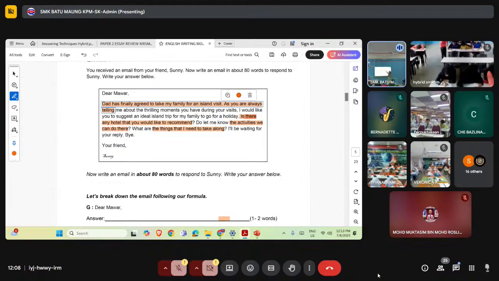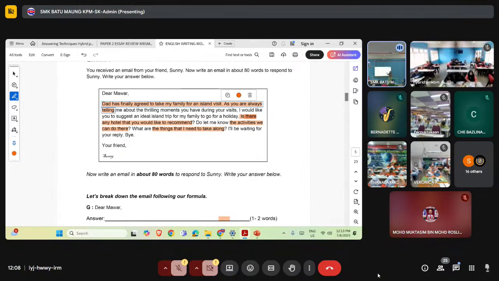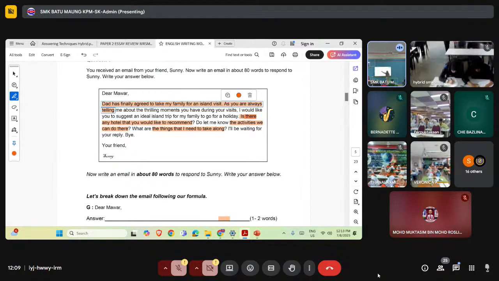Okay, so how do you respond to the first content? Remember to use cohesive devices. So what is the first cohesive device? First of all, to begin with, from my perspective, the hotel that I would like to recommend to you is, okay, it can be any hotel. Okay. What is the elaboration why you choose Sunway Lagoon Hotel?